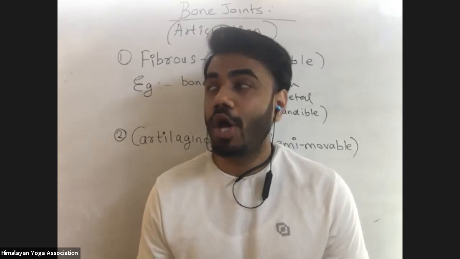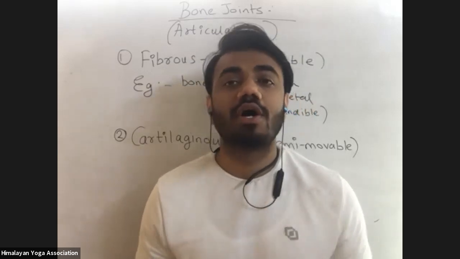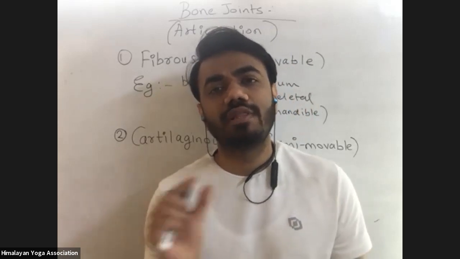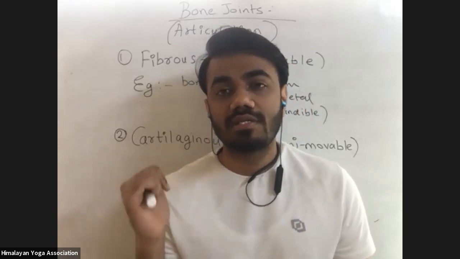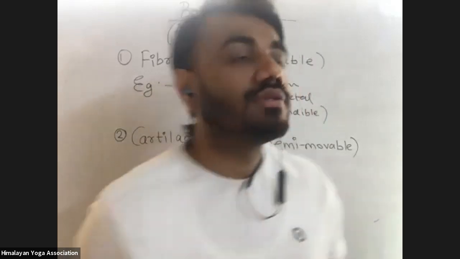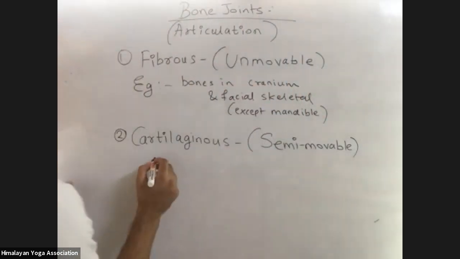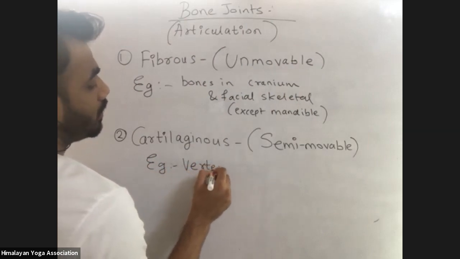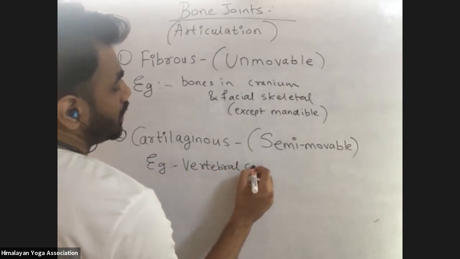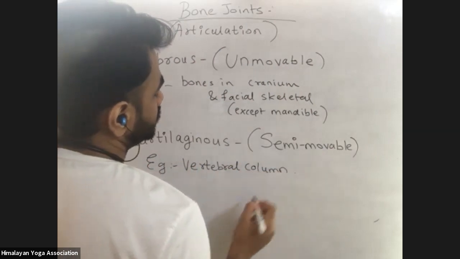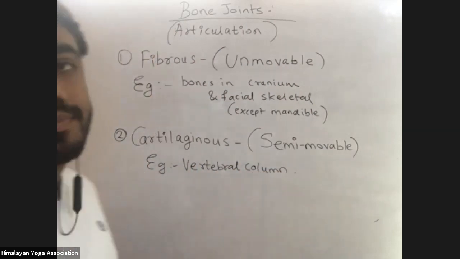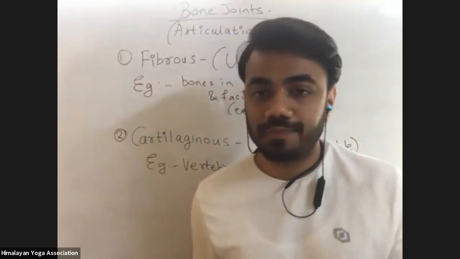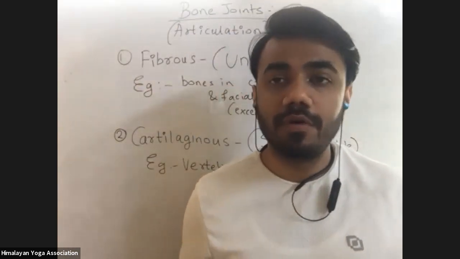So the example of cartilaginous bone joints is where vertebrae are connected; in between the vertebrae there is this cartilage pad. So all the bones present in our vertebral column or the spine are known as cartilaginous bone joints. Okay, is this clear? We will proceed further now.